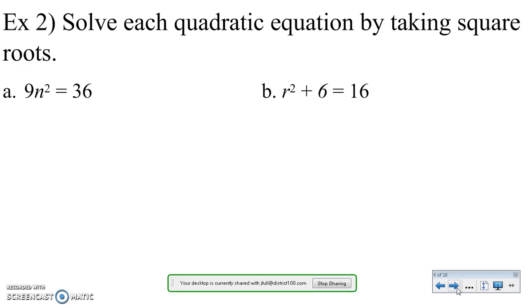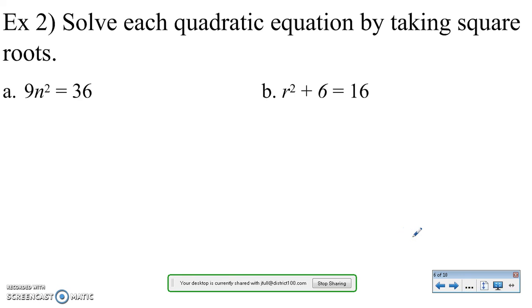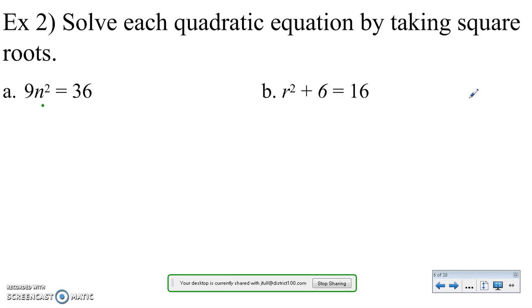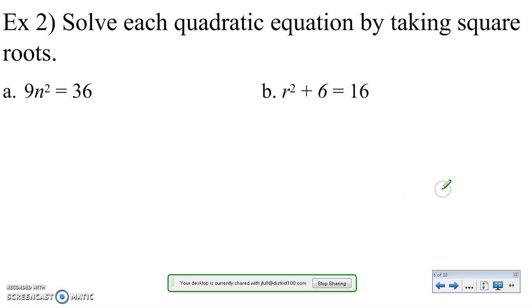Okay, next 2 problems. We need to make sure we isolate the part that's being squared first. So if you look in this first problem, the part that has a square is this here. We need to get rid of anything on the outside of that. So we want to get this by itself. Okay, we need to get this alone.